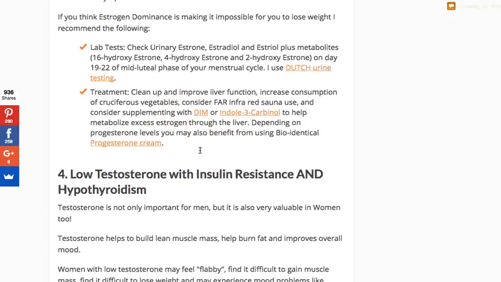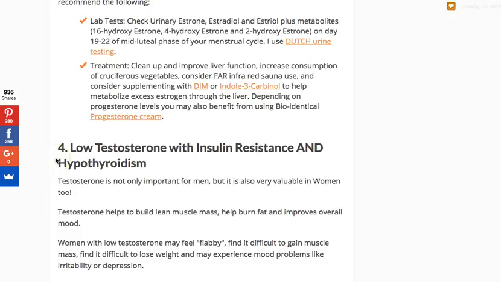And some people may benefit if they have low progesterone from using a bioidentical progesterone cream. And I have a recommendation. The really cool thing about progesterone is you can get it over the counter. You do not need a prescription for it. And they have some high quality progesterone creams, even on Amazon, that have very few fillers or anything like that. All right, so that's number 3.